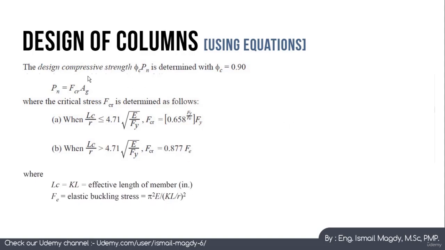This means that in order to calculate the strength of the steel column, you need to obtain the F critical. To obtain the F critical, you first need to know the slenderness ratio, so you understand which equation you are going to use, and to use the equation, you need to get the Fe, the elastic buckling stress, from this equation. So this is the process of solving any steel column problem in the exam. This is the equations method.